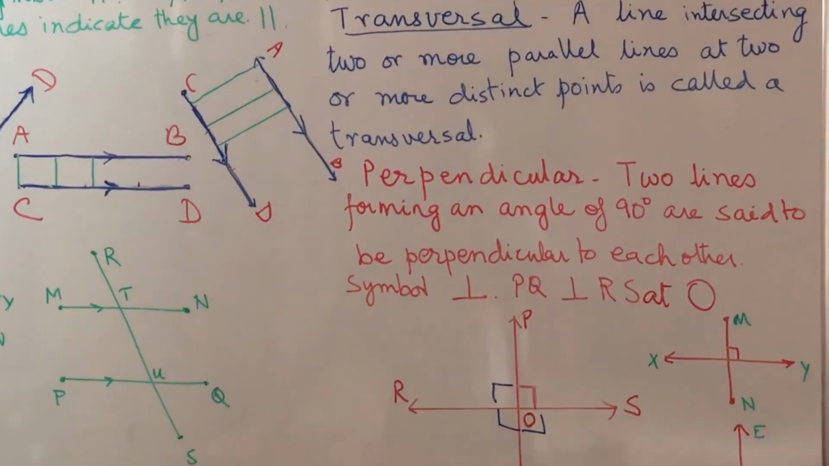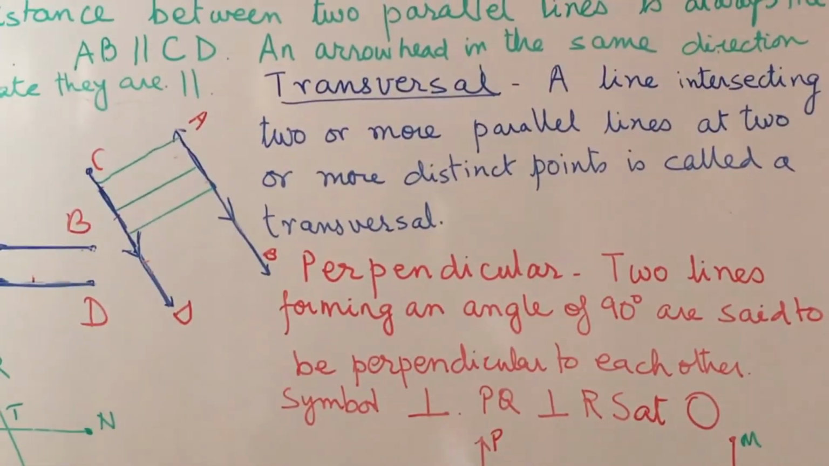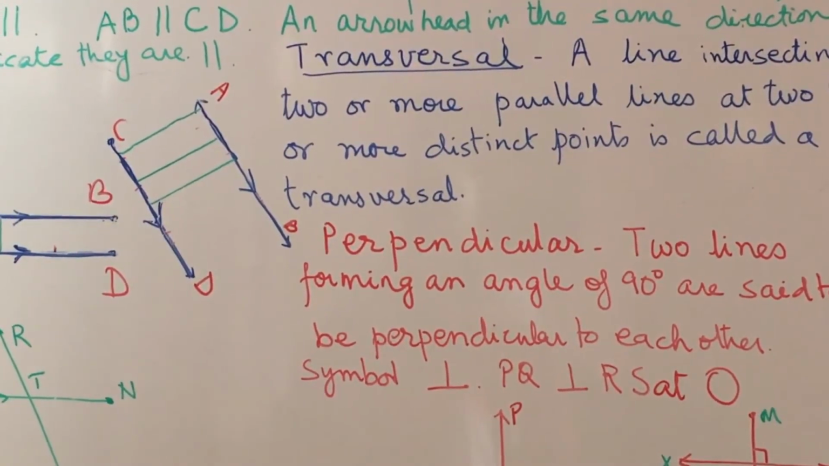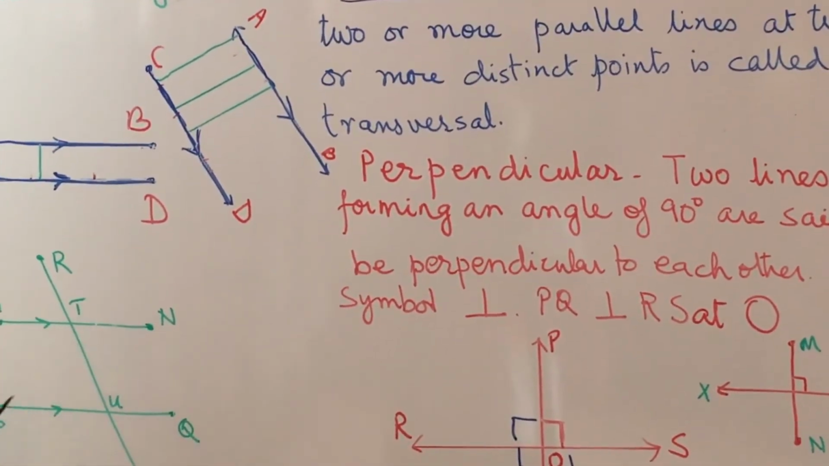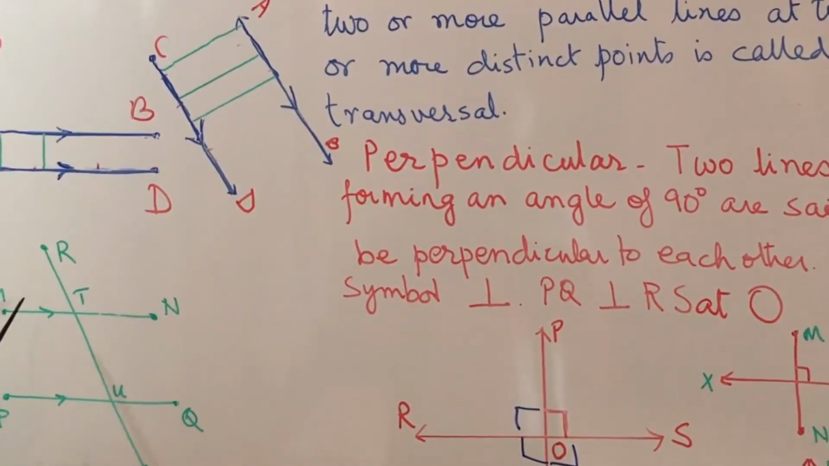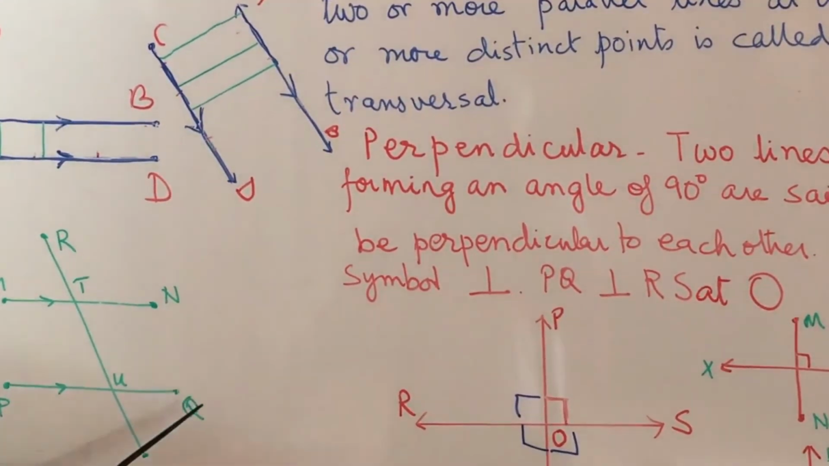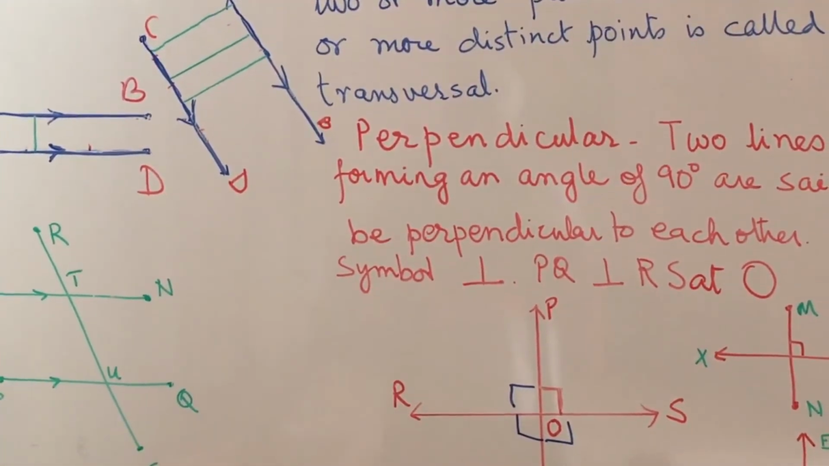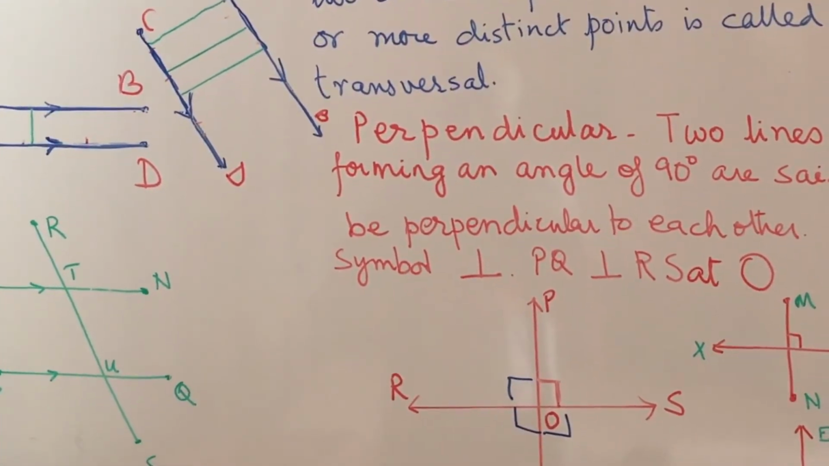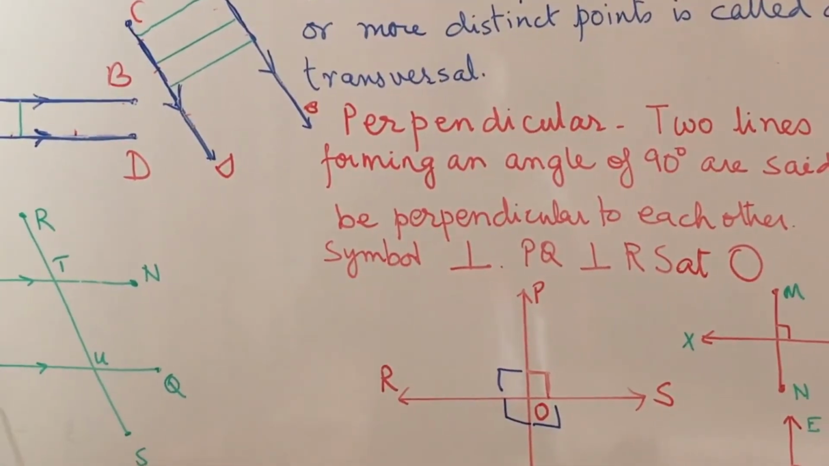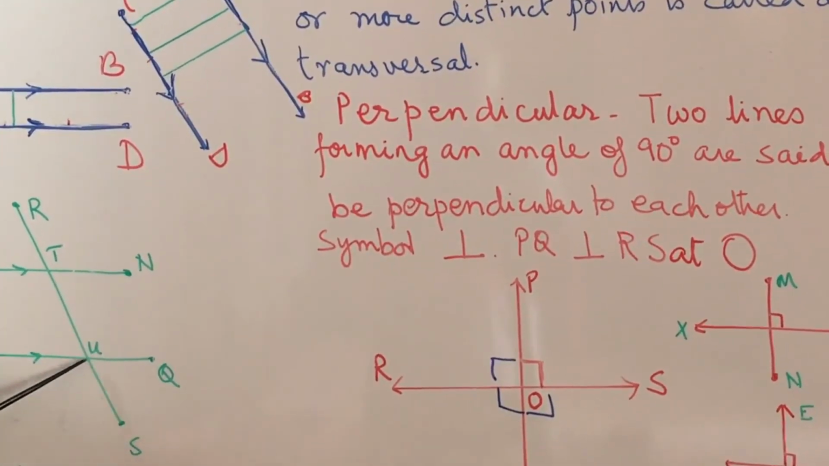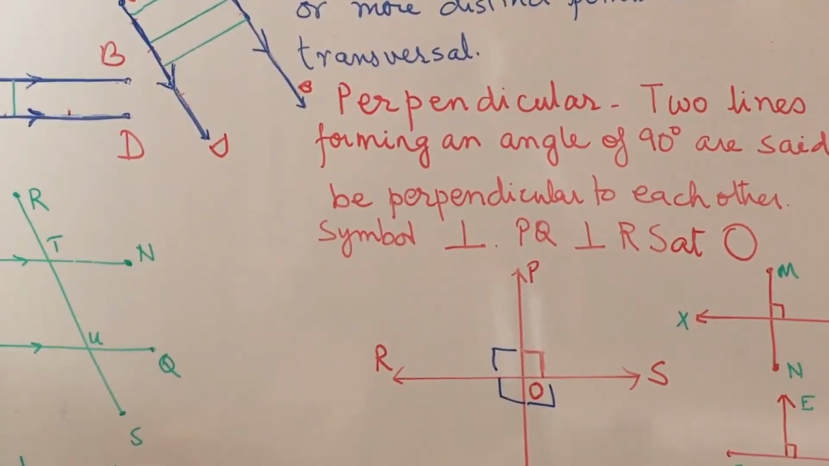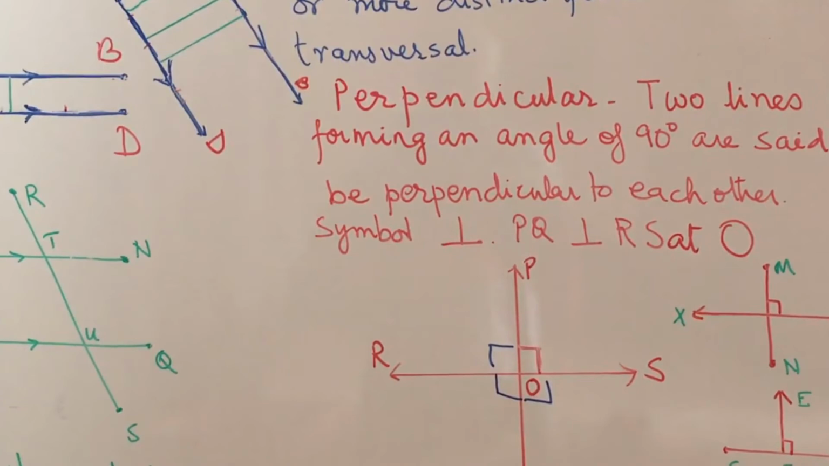Transversal is a line intersecting two or more parallel lines at two or more distinct points. Now here we have drawn two lines MN and PQ. MN is parallel to PQ. MN and PQ are parallel to each other. RS is a line segment which is cutting MN and PQ at T and U, two distinct points. We call RS as the transversal.